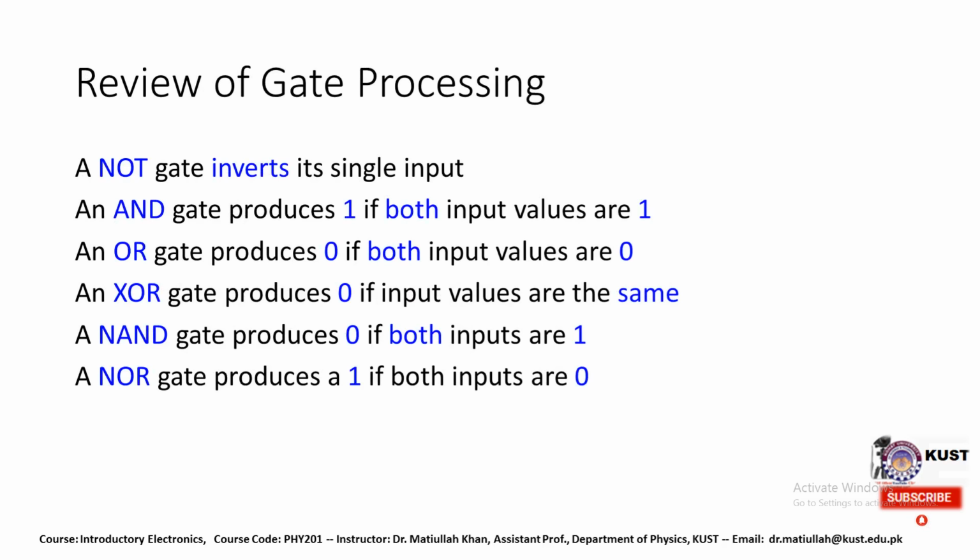So we have the description of all the gates, and if we review the gates we discussed before, then in simple words, the NOT gate inverts its input signal. The AND gate produces 1 if both the input values are 1. The OR gate produces 0 if both inputs are 0. The XOR gate produces 0 if input values are the same. The NAND gate produces 0 if both the inputs are 1, and the NOR gate produces a 1 if both the inputs are 0. So this is something about the NOR gate.